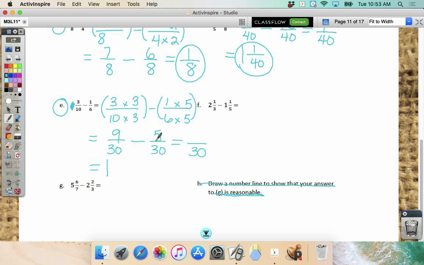And 9 minus 5 is? 4. Now there's a problem. Yeah, we've got to simplify 4/30ths. So what should I divide it by? 2. So what's 4 divided by 2? 2. And what's 30 divided by 2? 15. So 1 and 2/15.